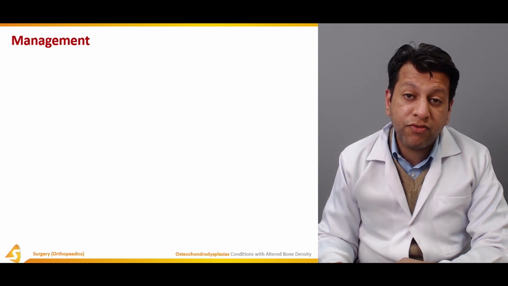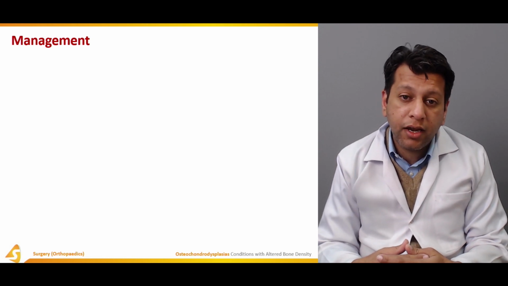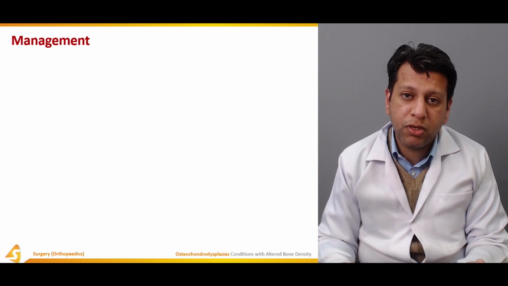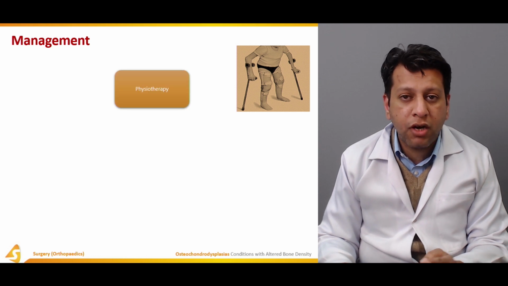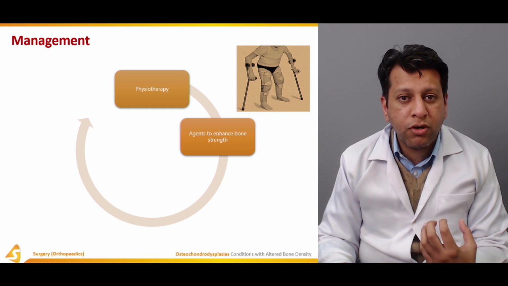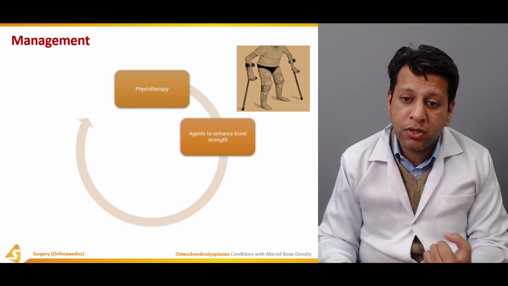Management includes, as we know, it's a disease of type 1 collagen deficiency, and we have to treat the abnormalities which have actually been produced, whether in the spine or in the limbs. Management starts with physiotherapy in the initial phase so that the joints do not get contractures, they remain supple and the ambulation is not disturbed.